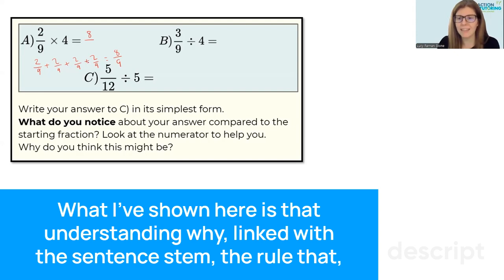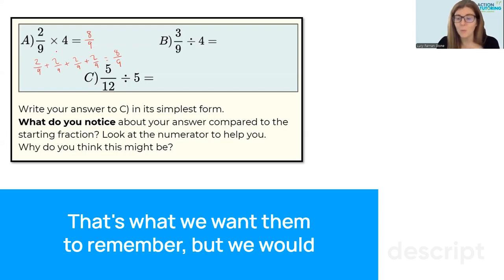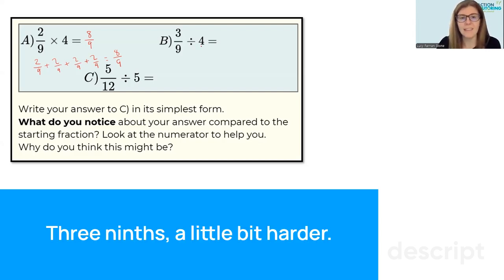What I've shown here is that understanding of why linked with the sentence stem. The rule that as adults you probably just go, oh, we know we multiply the numerator. That's what we want them to remember, but we would like them to have that deeper understanding as well. 3/9 a little bit harder.